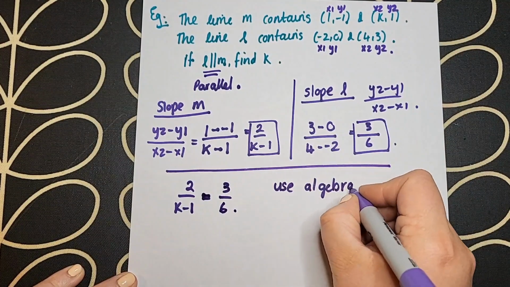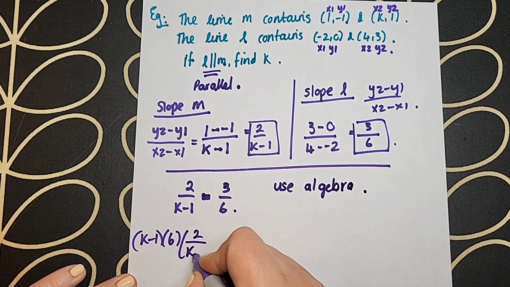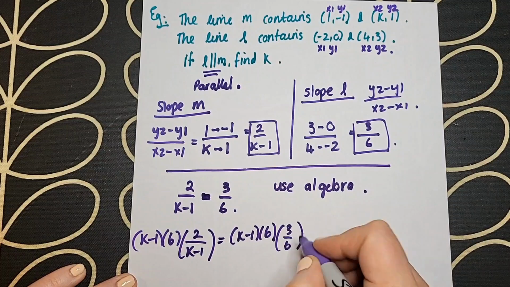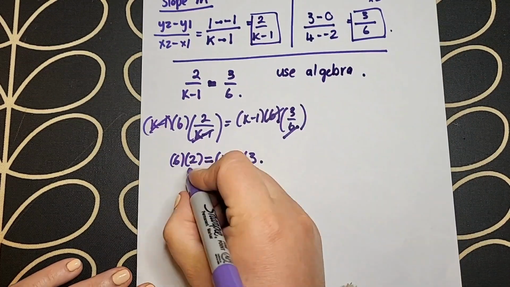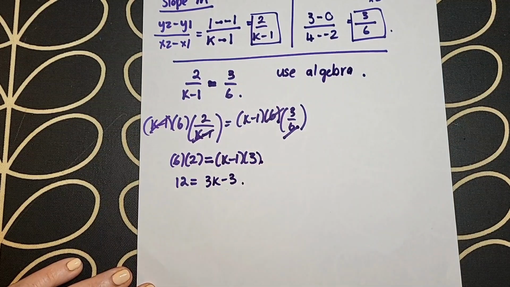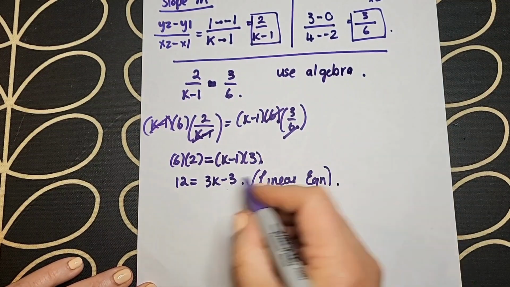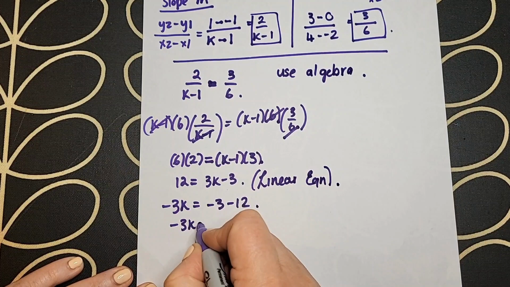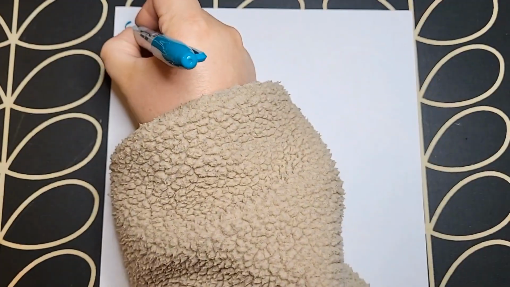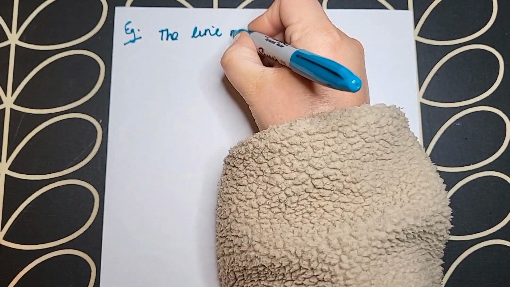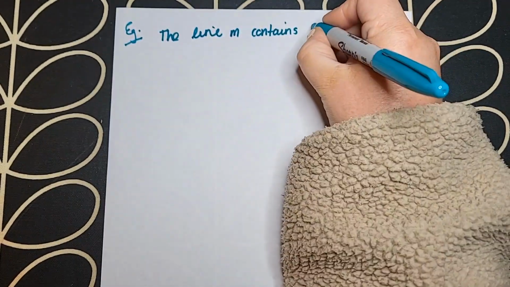Again, similar to a previous example, we'll use our algebra skills here. We multiply across by k minus 1 and 6 to eliminate our fractions. And once we do that, we're left with 6 multiplied by 2 equals k minus 1 multiplied by 3. This is clearly a linear equation. X is on the left, numbers on the right. Or in this case, k is on the left, numbers on the right. We solve that out and we get k is equal to 5.